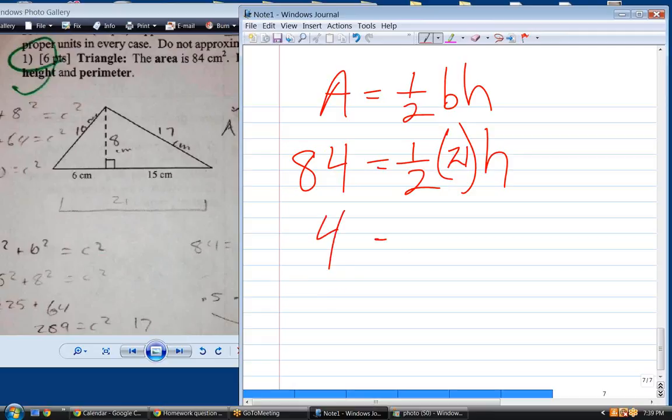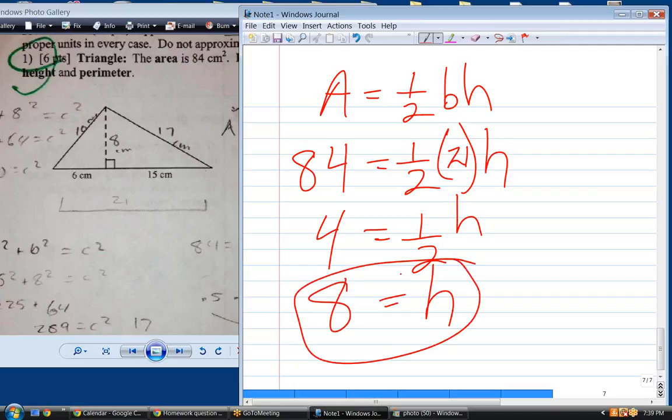4 times. Yeah. So now I got this. Now what? And then now you are going to multiply by 2 on both sides, right? Because you have a half. So that's how we solve for H. That's how we got 8.